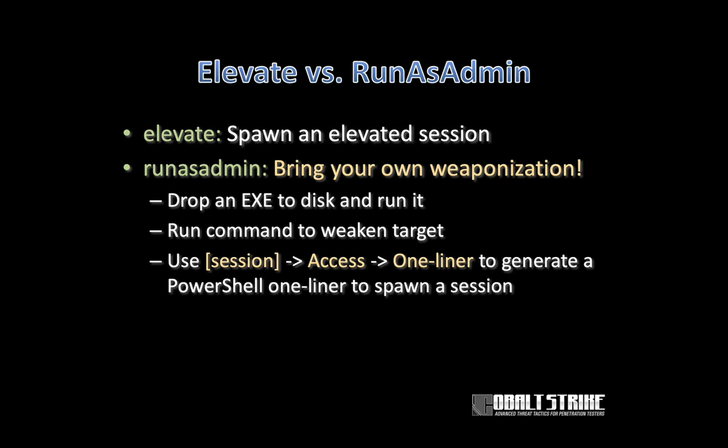Some privilege escalation opportunities only give us a primitive to run a command in an elevated context. Rather than dictate how to turn that into a session, Cobalt Strike is instead taking the approach of bring your own weaponization. This means you get to choose how to use this primitive in a way that makes sense for your situation. For example, maybe you just want to run one command to weaken the target or meet your objective. Runasadmin can do that.